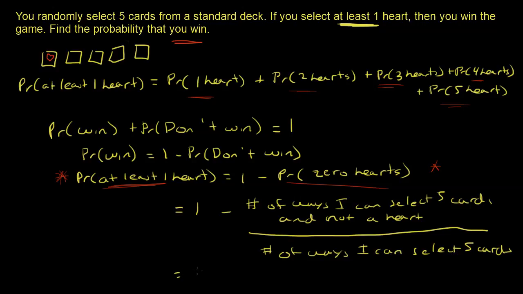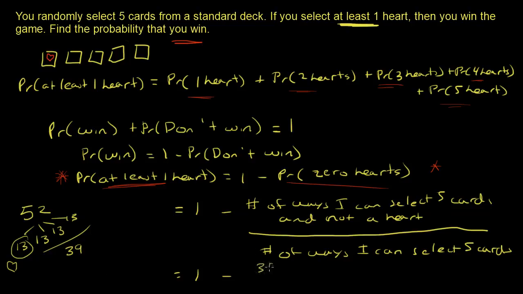All right, so let's think about this. Number of ways I can select 5 cards and not get a heart. First, let's think about how many cards are hearts and how many cards are not hearts. I have a deck of 52. There are 4 different types of cards. We have the hearts, the spades, the diamonds, and the clubs. So that means there are 13 of each type. One of them would be a heart, and the other 3 types are not hearts. So that means there are 39 cards that are not hearts.